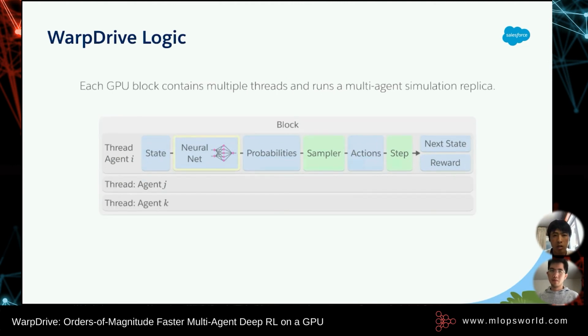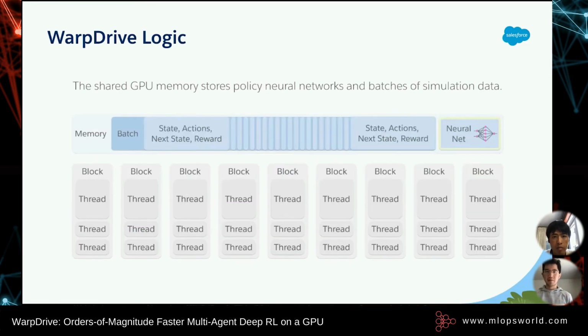For each environment, we have this GPU block to manage all those threads. So each thread has an agent, and all those agents within one simulation replica will be managed by one single GPU block. The shared GPU memory will store the policy neural networks and the batches of simulation data. In this example, we count 1, 2, 3, 4, 5, 6, 7, 8, 9 blocks, so we can simulate by default 9 environments.